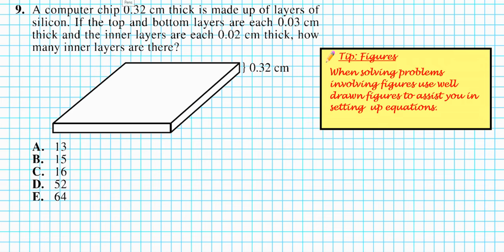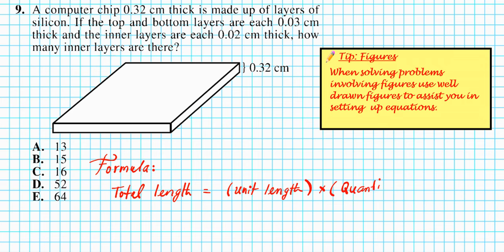Before we get started with setting up the problem, let's talk about a formula real quick concerning unit length. The total length is given by multiplying the unit length times the quantity. We have multiple layers on the inner part, and one on the top and one on the bottom. So let's go ahead and set up our equations.